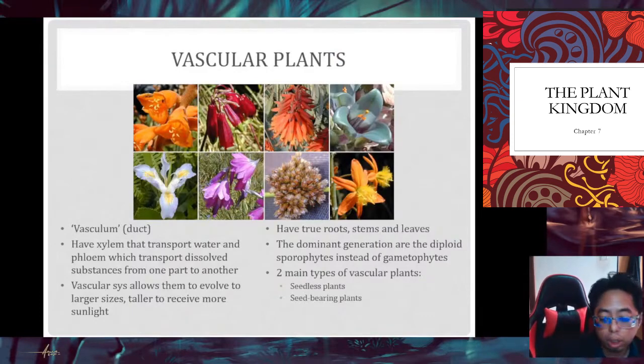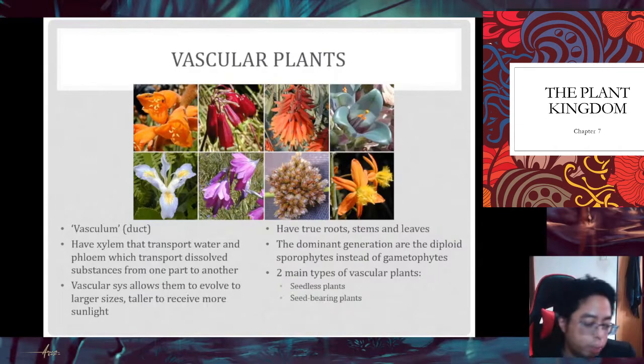Okay, so now we move to the second part of the plant family. You have the vascular plants. Vascular plants are plants with a xylem flower, which means that they are able to transport water and nutrients over a very large distance. They have roots, stems, and leaves, and the dominant generation will be not the gametophyte but the sporophyte.